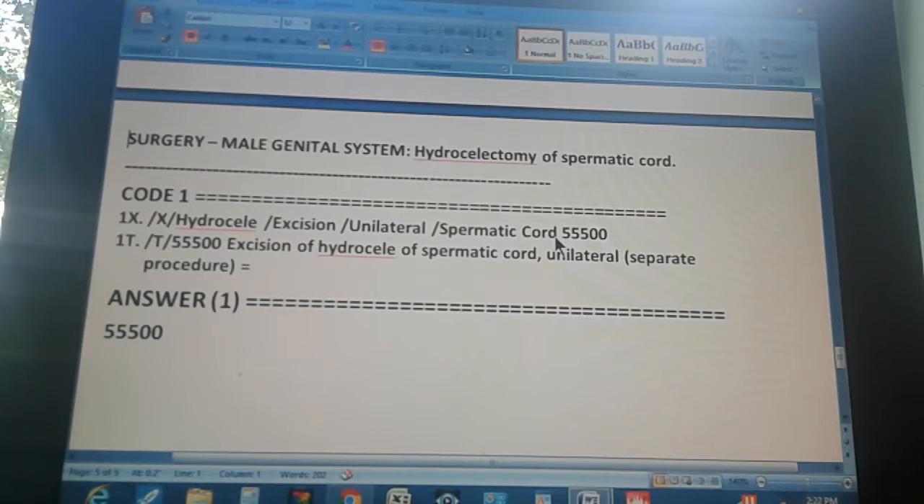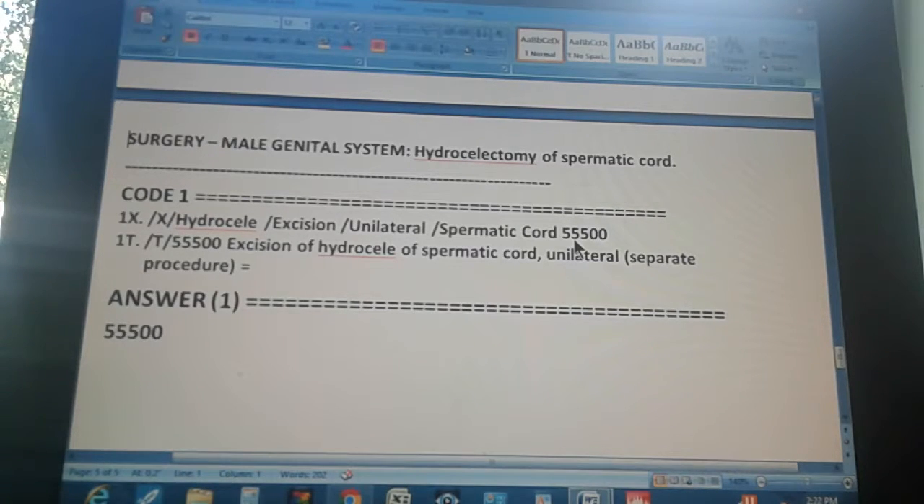But for the unilateral thing, this is almost like a level 0 because it's just one after the other, and it gives you the code. But we're not putting level 0 because of the unilateral thing. You have to know that if they don't tell you whether it's unilateral or bilateral, you have to assume it's unilateral, right? So we get one single code, which is 55500.